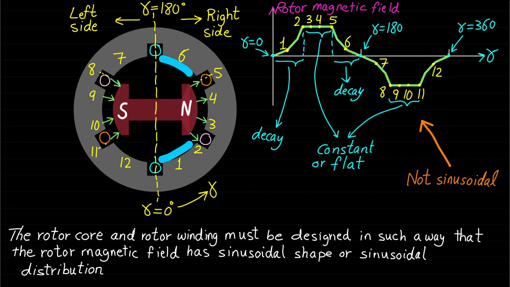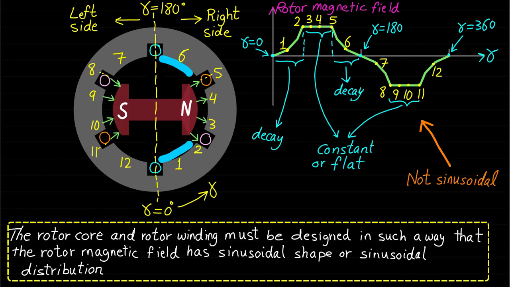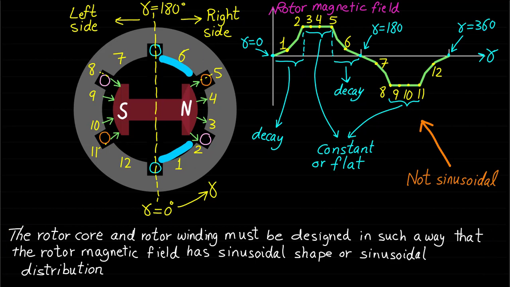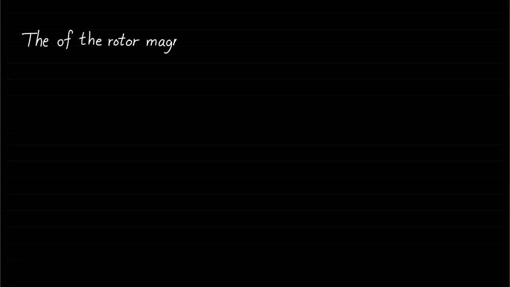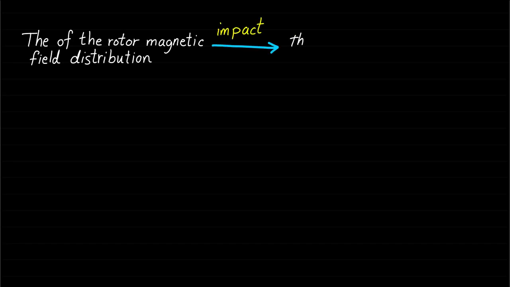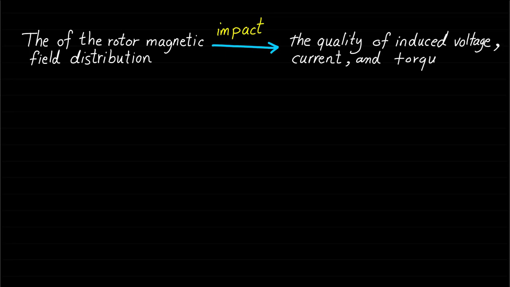We mentioned earlier that the goal is to design the rotor with a sinusoidal air gap magnetic field distribution. Therefore, in future lectures, we will need to learn how to achieve a sinusoidal rotor air gap magnetic field distribution. It should be noted here that the shape of the rotor magnetic field distribution directly impacts the quality of the armature induced voltage, current, and torque of the machine. Again, this topic will be covered in detail in future lectures.